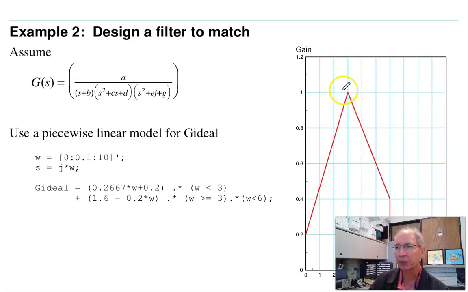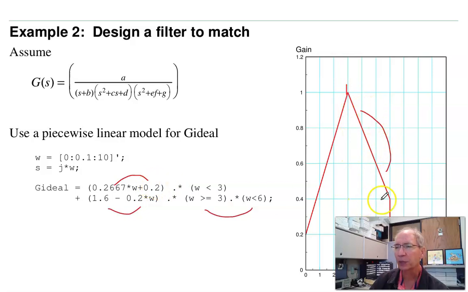Between 0 and 3 radians per second is this line. That's the gain between 0 and 3. Between 3 and 6, this is the gain. Here's the equation for that, valid between 3 and 6 radians per second. And kind of the way I get that, this is the slope. Change in y over change in x is the slope. At x equals 0, I should get 0.2.